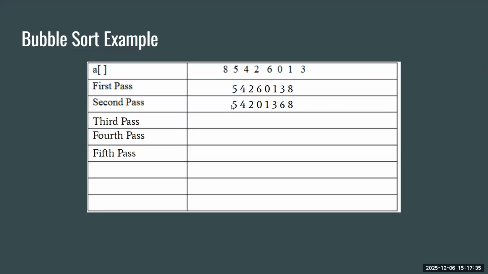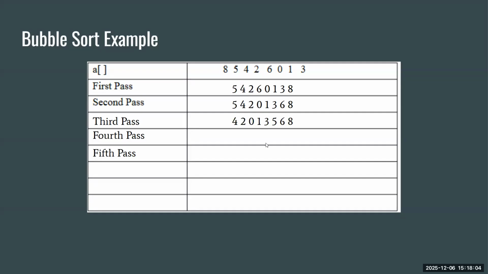And for the next pass, it's going to find 6. It's going to go 5 is greater than 4, 2 is greater than 6, 6 is greater than 0. So it's going to swap those. 6 is greater than 1, it's going to swap. And 6 is greater than 3, and it's going to swap. So that's why it's at the end of the list, the next position at the end of the list.